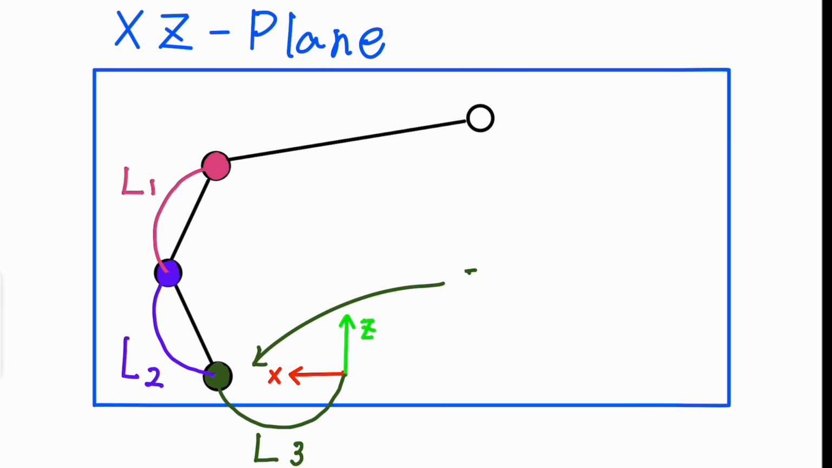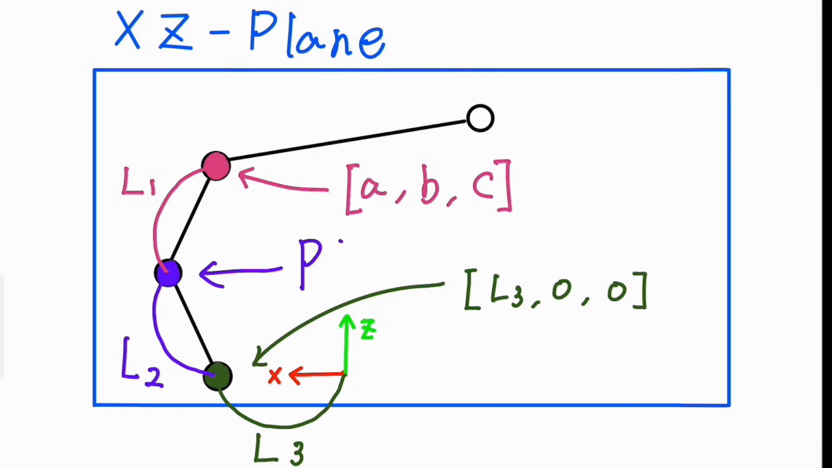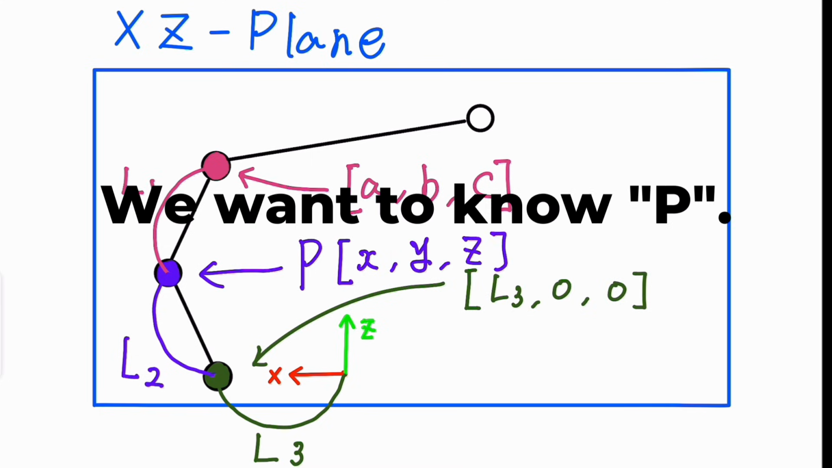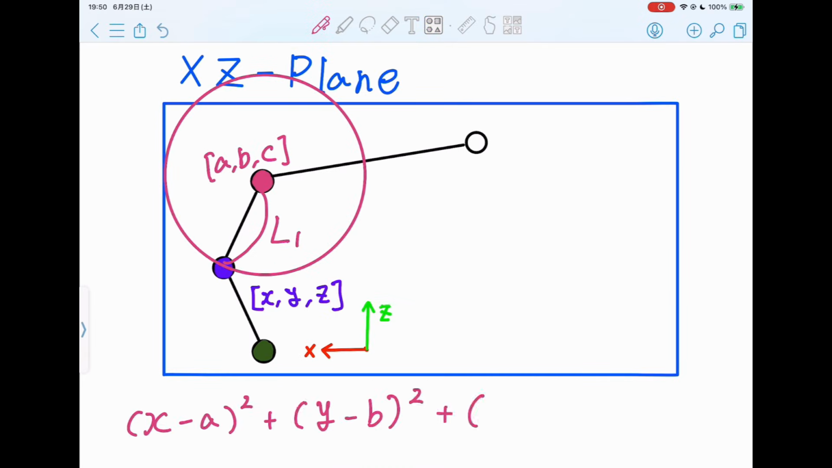The coordinates of the motor are (L3, 0, 0), and the coordinates of the ball joint, which we determined earlier, are (A, B, C). These coordinates are known. Next, let's denote the coordinates of the pin joint as (X, Y, Z), and name this point P. These are the coordinates we want to find. First, point P lies on the sphere centered at the ball joint coordinates with radius L1. Therefore, the following equation holds.